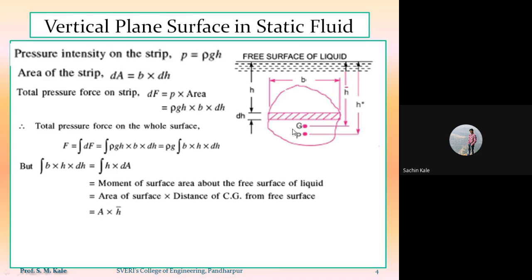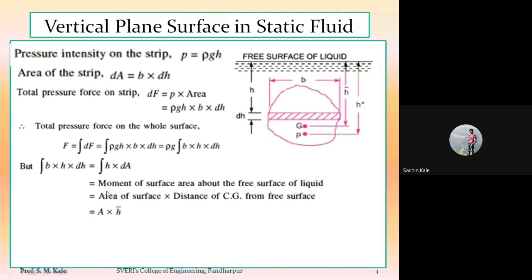So here, the area of the entire surface is nothing but capital A, and the distance of center of gravity from the free surface is denoted by the letter h bar. Here three letters are there. h is nothing but the vertical distance of the strip from the free surface, h bar is nothing but the vertical distance of the center of gravity of that body from the free surface, and h star is nothing but the vertical distance of the center of pressure from the free surface.